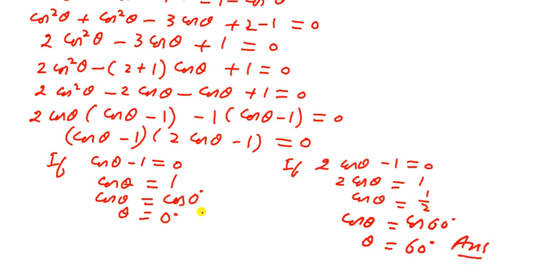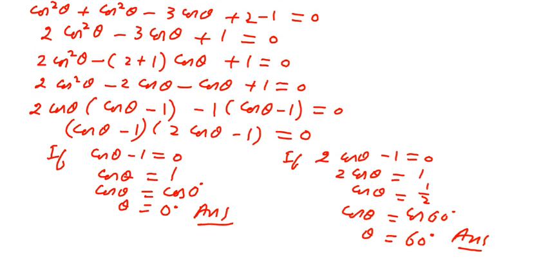So the value 1 by 2 is cos theta, that is cos of 60 degrees. So theta becomes 60 degrees. So that is your second answer. That is your answer also. So you have two answers for this.